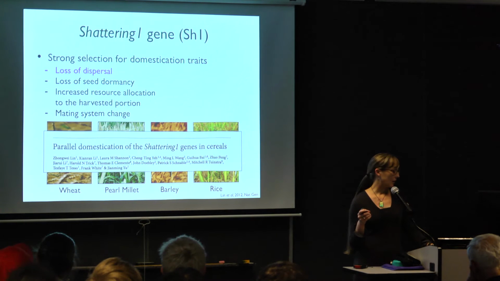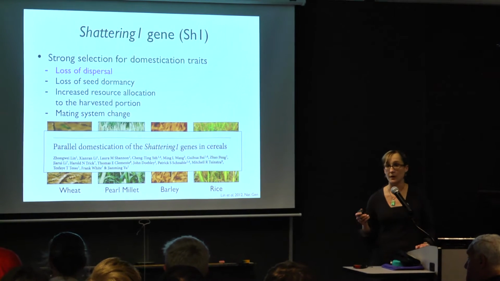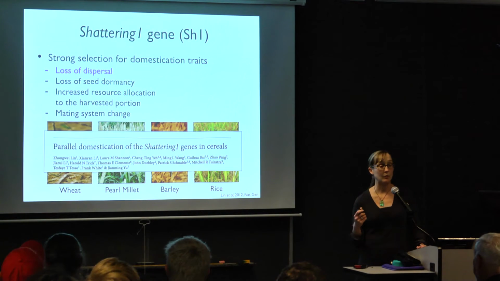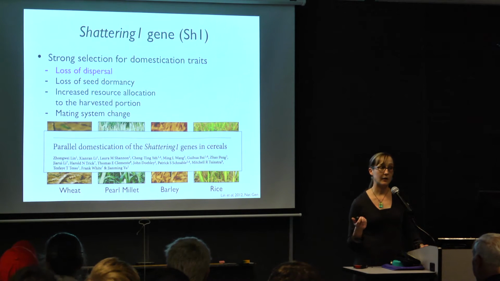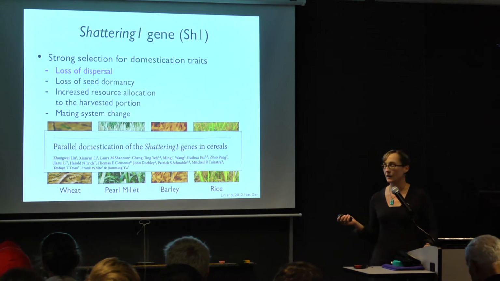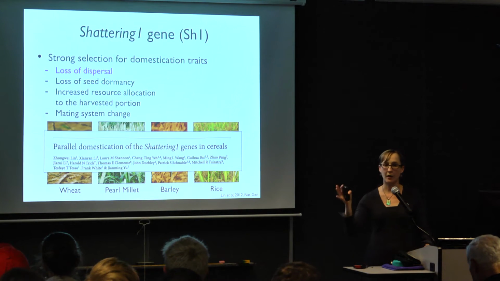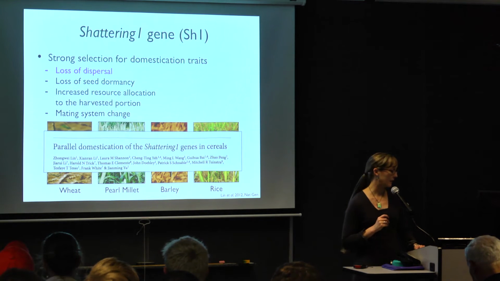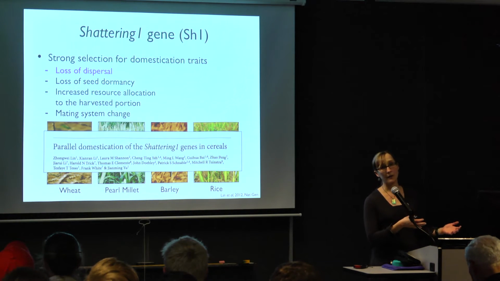And that was true until recently in about 2012, when Lin et al. published this really cool paper about the SH1 gene, which was thought to be important for shattering certainly in sorghum, also potentially maize and rice. So this has led to kind of a breakthrough, and people have been trying to look in more detail about parallel evolution at the genetic level across these domesticated plants. All right, so that's selection.